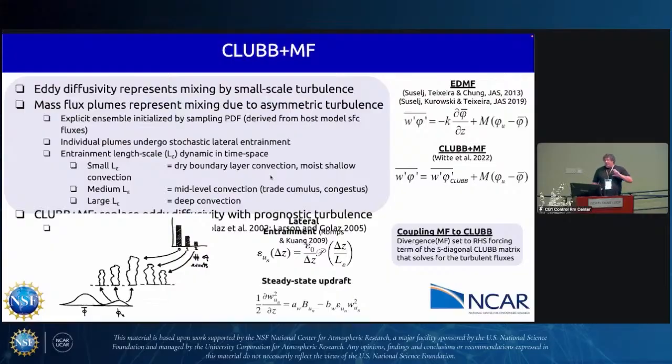And then what we do is we couple these mass flux plumes to the Club solver in the 5-diagonal Club matrix that solves for the prognostic fluxes. And so the Club MF equations look like this, where the Club solver will spit out the total fluxes due to mass flux plumes and prognostic turbulence.